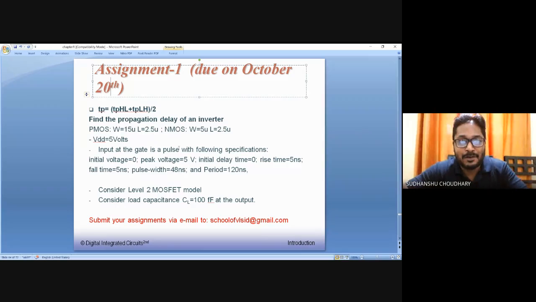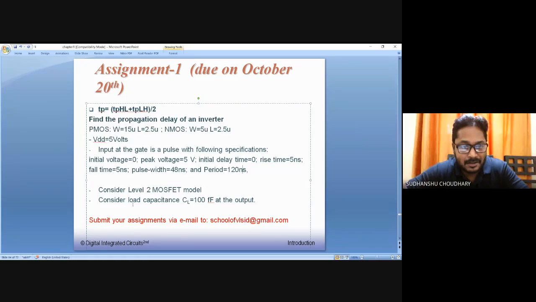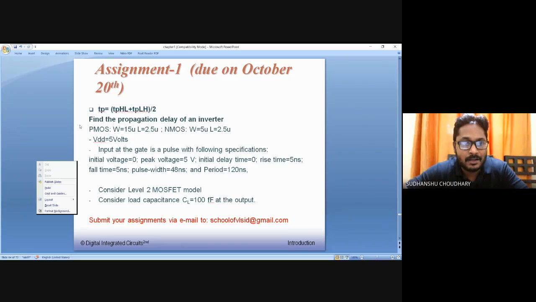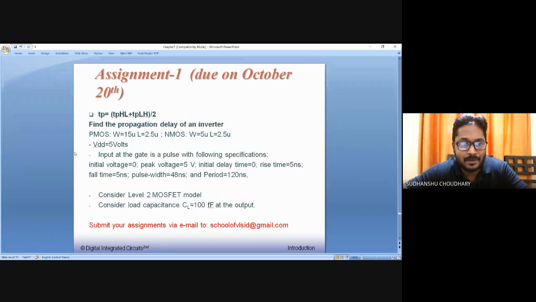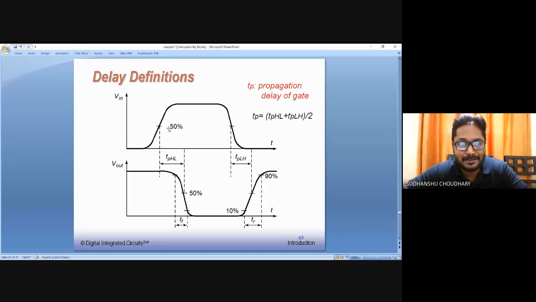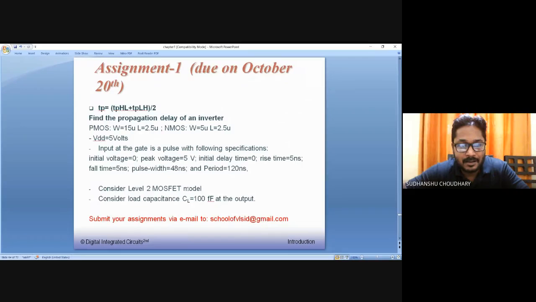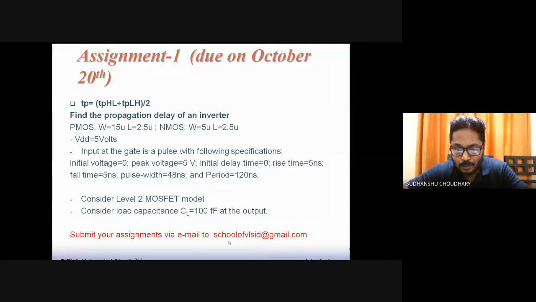You will submit the propagation delay of the inverter, those waveforms, and then your calculations of propagation delay. You have to calculate the propagation delay from this kind of waveform, that is, the input and output waveforms. You will locate the 50% times and then find out the propagation delay. Then submit it to me on this email ID, that is schoolofvlsid@gmail.com.